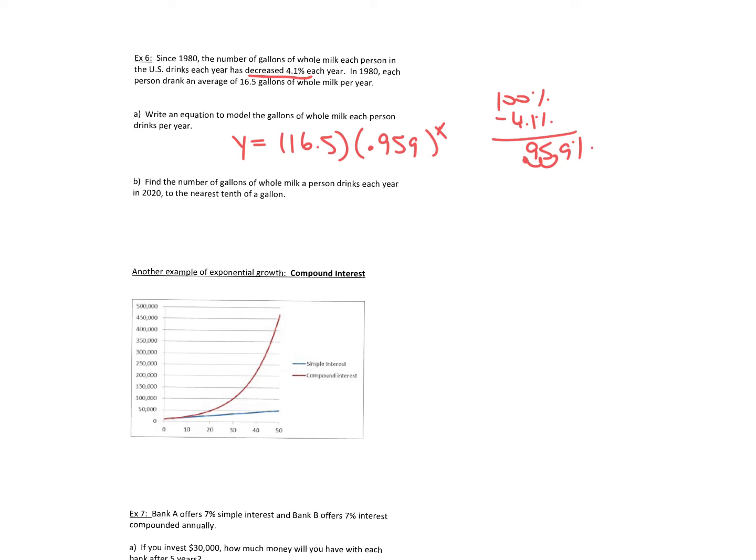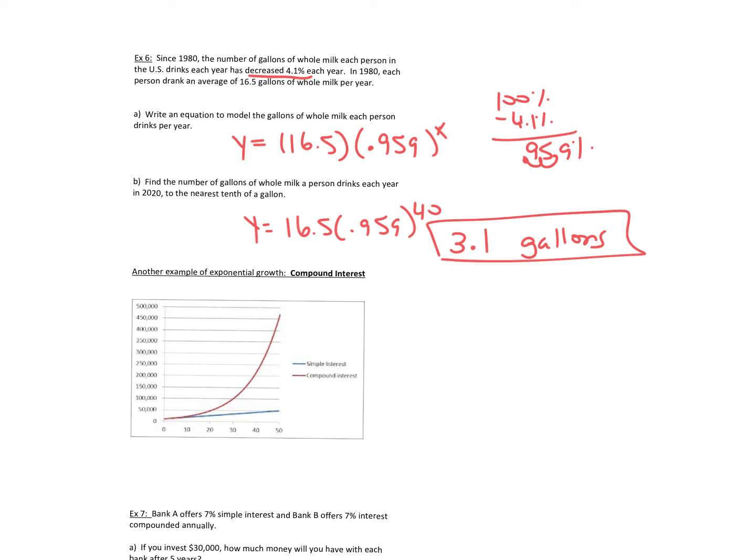And then I want to know what's the amount that people drink on average per year in 2020, so that's going to be 40 years later. So I'm going to do y equals 16.5 times 0.959 to the 40th power. Okay, so 16.5 times 0.959 to the 40th, and this is to the nearest tenth of a gallon. So now it's about 3 point, and it's 0.9, so I'm going to round to the nearest tenth, 3.1 gallons.